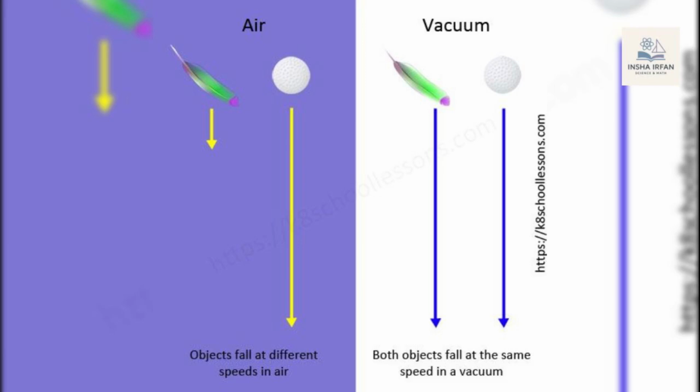The other reason can be that the feather has more surface area. The surface area of the feather is larger than the ball or the coin, and therefore air resistance is greater on the feather than on the coin or ball in this picture.